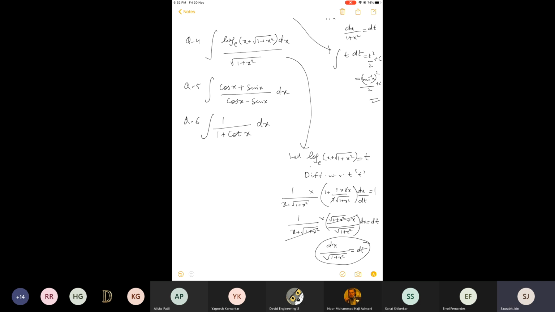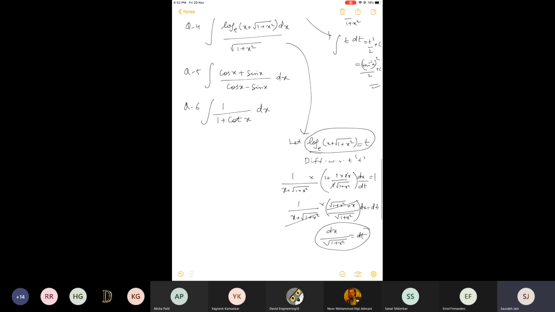We need to substitute values of these two in the question and that will be your answer. So it will change to, in place of this log of whole thing, this will be t and dx upon under root is dt. So once again you will use the first formula and you will write t square by 2 plus c. In place of t, we will write log of base e x plus under root 1 plus x square plus c. This will be the answer.